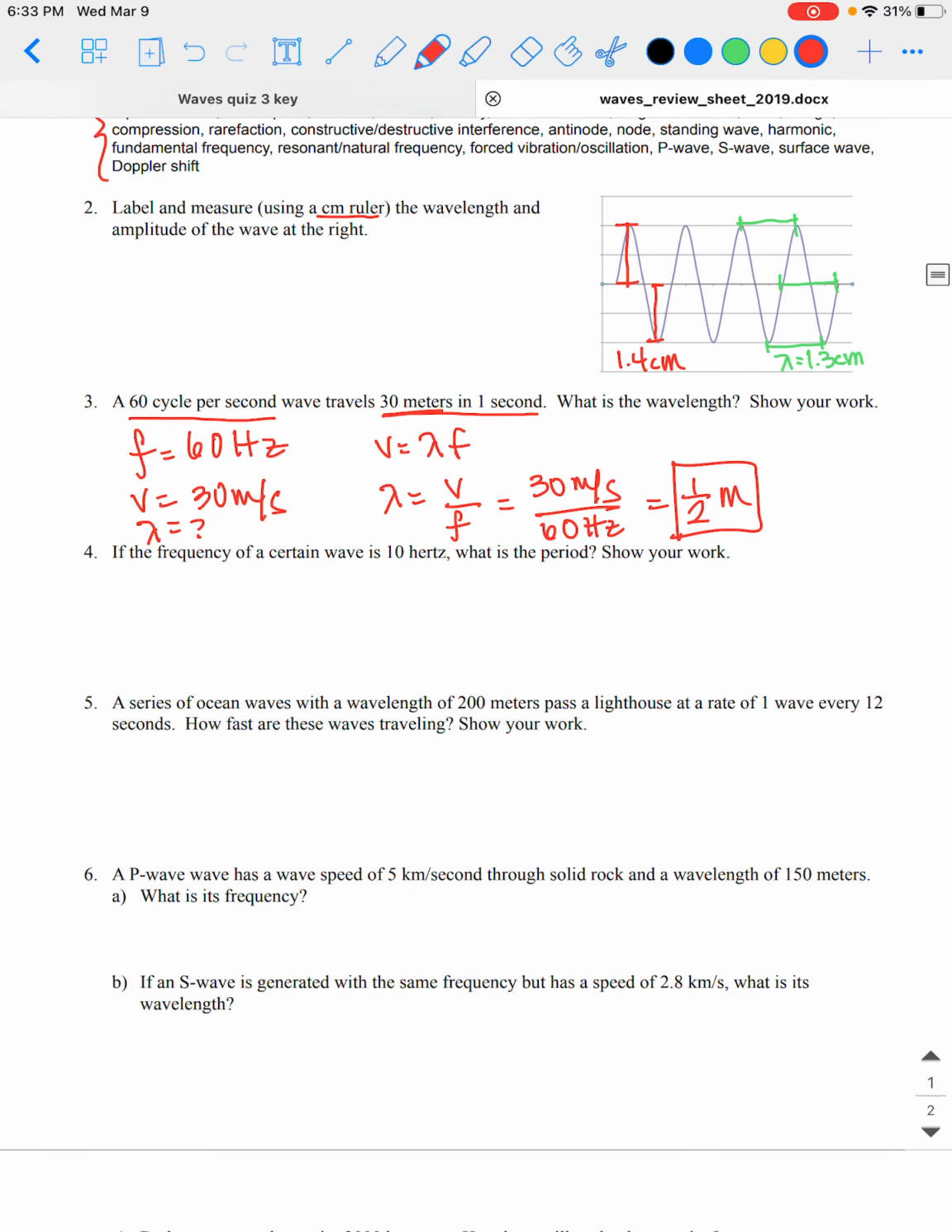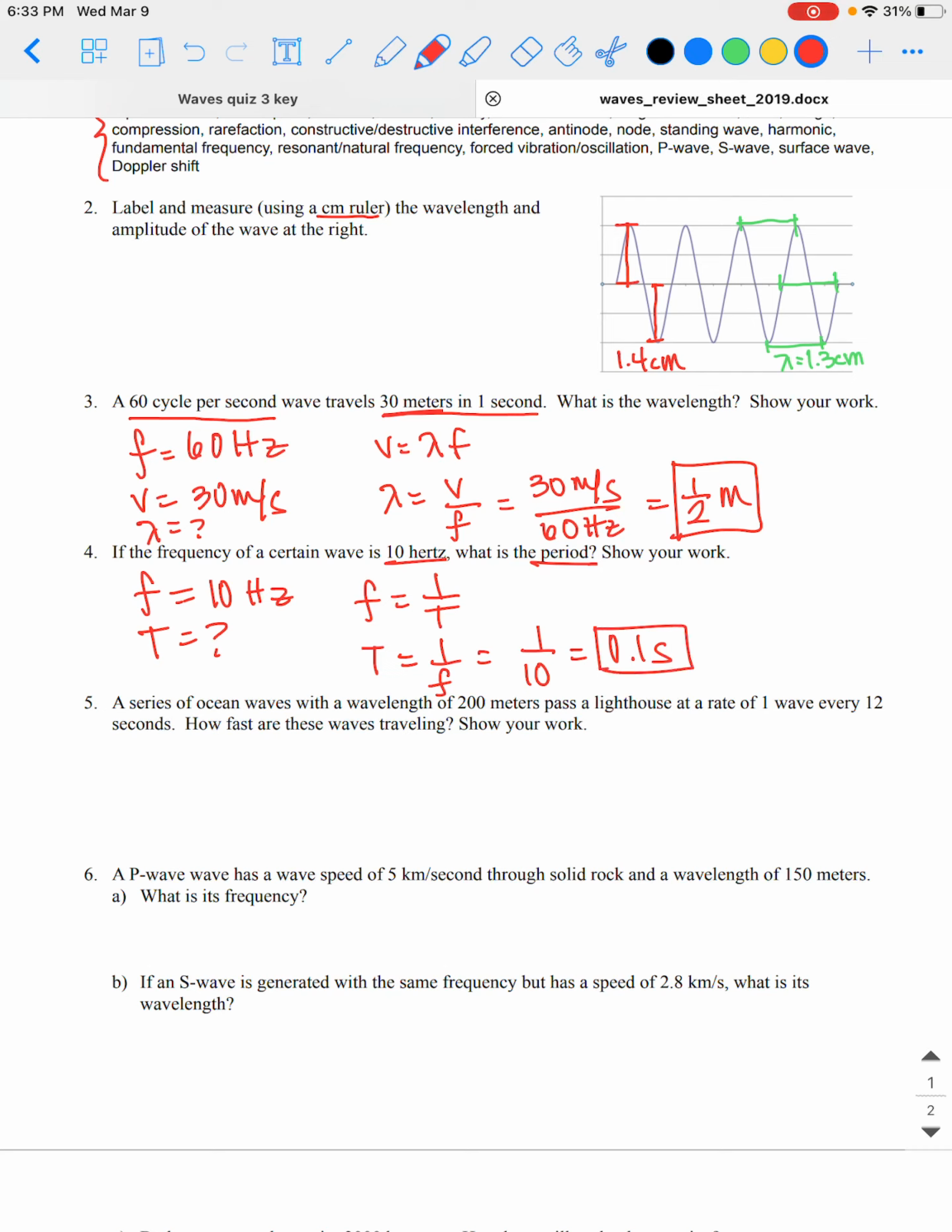Okay, if the frequency of a certain wave is 10 hertz, what is the period? So frequency is 10, period is the unknown. There is an equation for that, which is frequency equals 1/period, or if you want to rewrite it, period equals 1/frequency, which is 1/10, and that gives me 0.1 seconds.